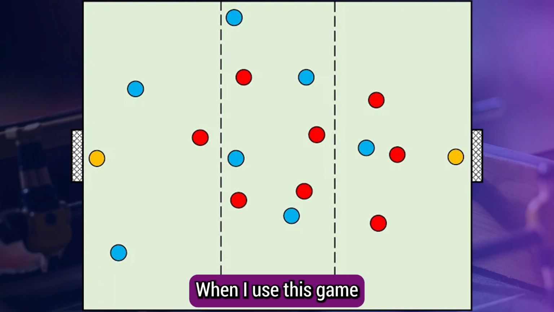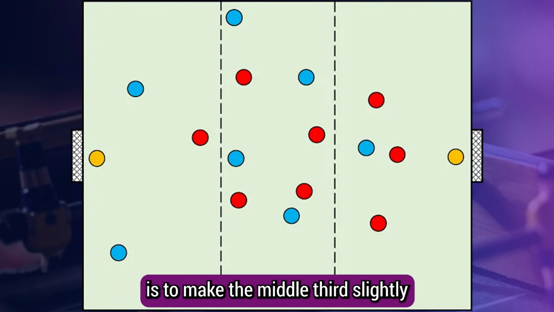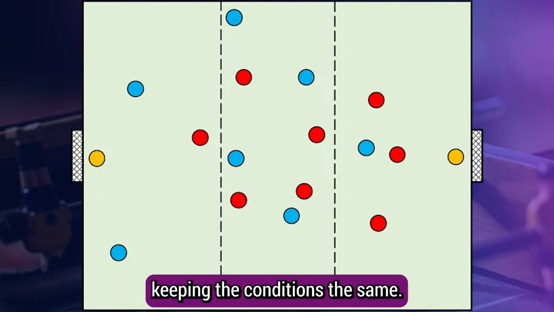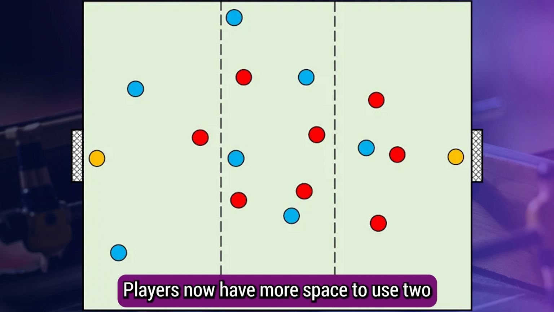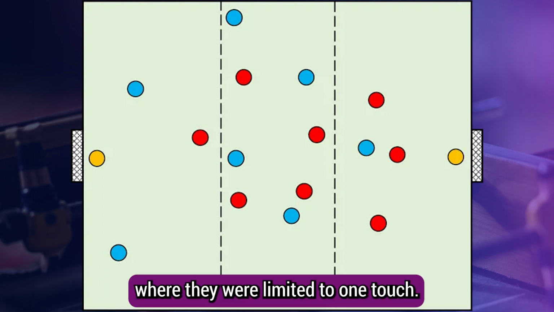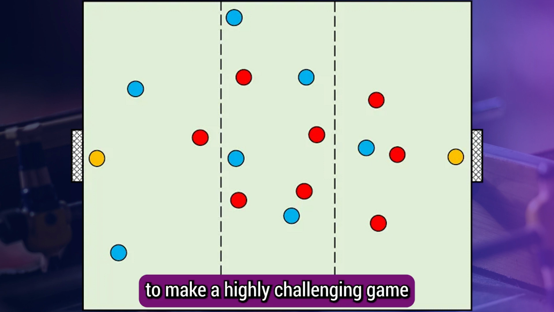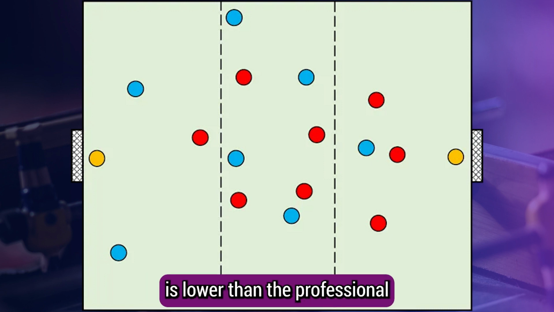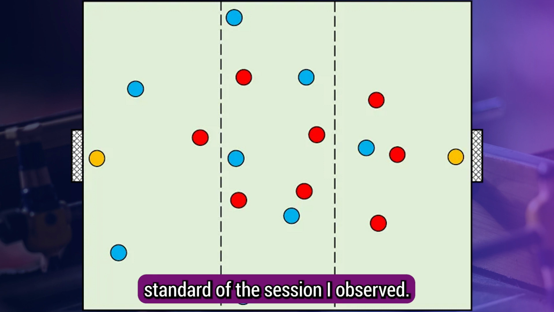When I use this game in my own training sessions, the only adaptation I make is to make the middle third slightly narrower, expanding the build-up and attacking thirds. Keeping the conditions the same, players now had more space to use 2 or unlimited touches and less space, where they were limited to 1 touch. I did this to make a highly challenging game slightly easier, as the level I coach at is lower than the professional standard of the session I observed.